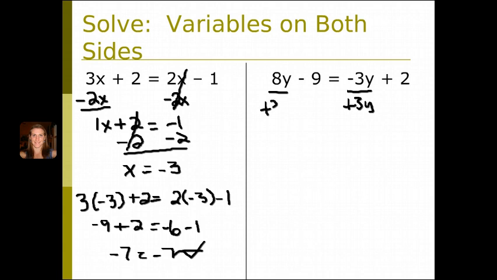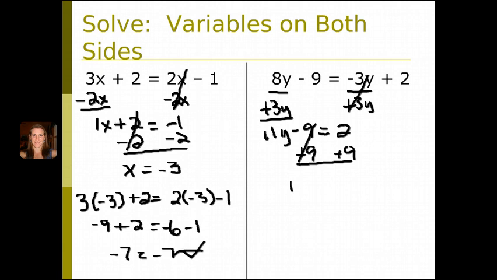That gives us 11y minus 9 equals 2, because our 3's canceled. I need to add 9 to both sides. My 9's cancel, leaving me 11y equals 11. Divide by 11. I'm left with y equals 1.